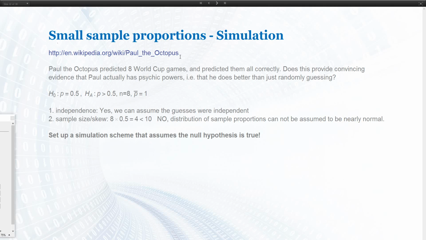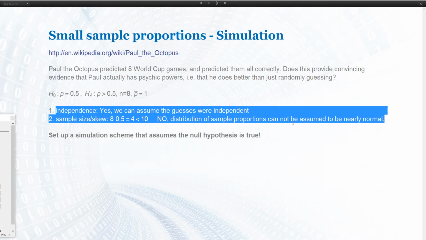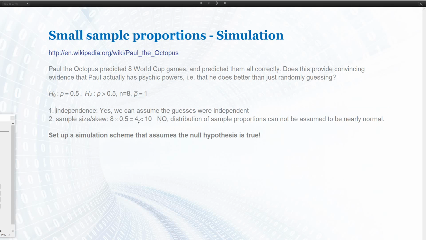The alternative hypothesis is p larger than 50%. N is 8, and the mean proportion of successes in our result was 1, so 100% success chance. Here we would have to be somewhat careful, because the conditions are not actually met. So we ignore this for the moment to demonstrate, because this is such a nice example.